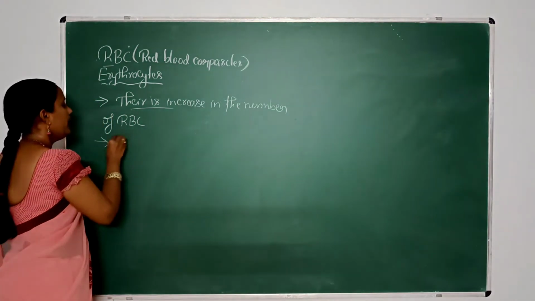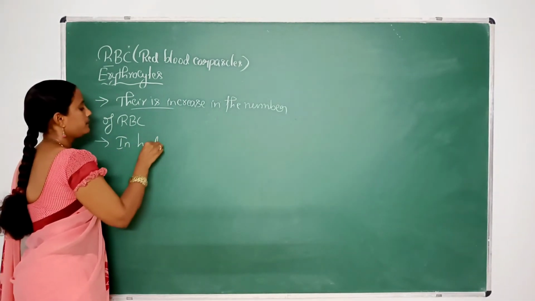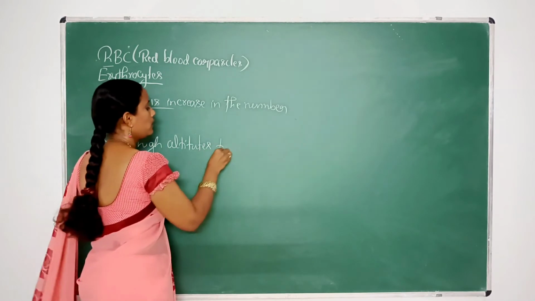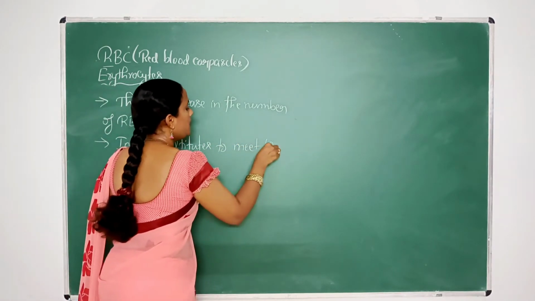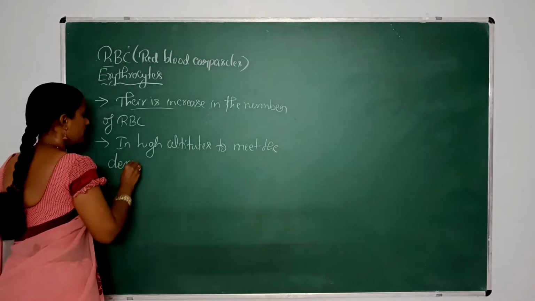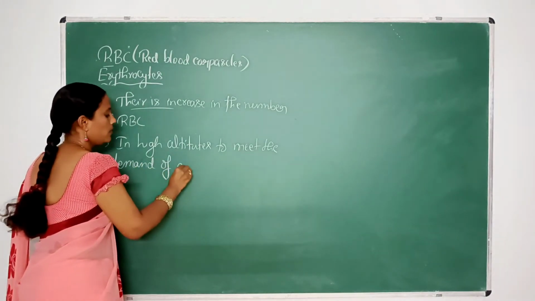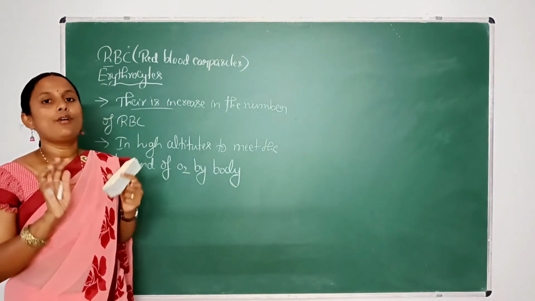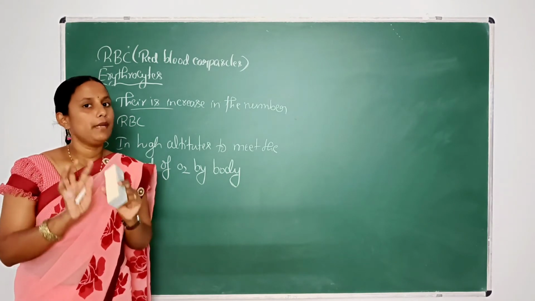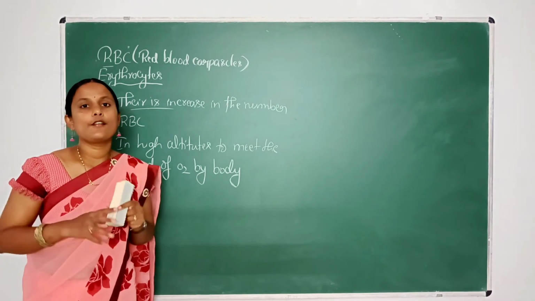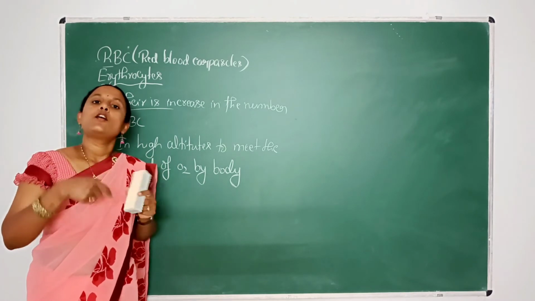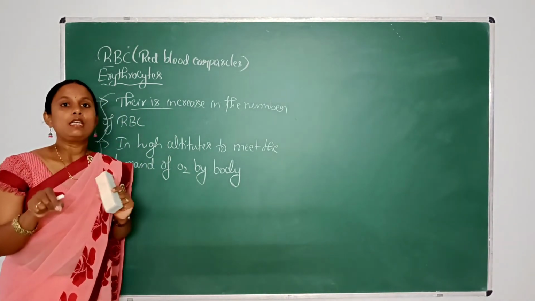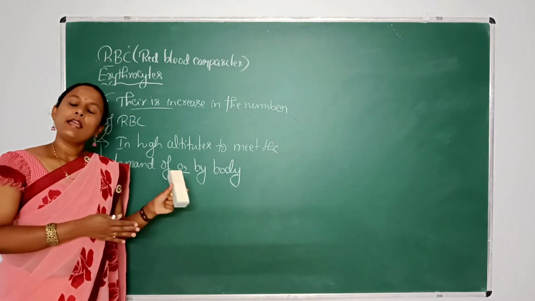And also in high altitudes, to meet the demand for oxygen by the body: in high altitudes the oxygen concentration in the atmosphere is less, but our body needs a sufficient amount of oxygen. To supply that, our body will start producing RBCs. That is in two conditions, in high altitudes and during exercise. That is a normal situation.